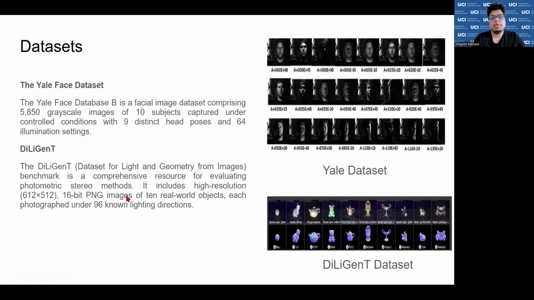So now let's talk about the dataset I have been using. I'm using two different datasets. The first one is the Yale Face dataset, which has more than 5,000 images of 10 different objects or faces under 64 different illumination settings. The second one is the DiLiGenT dataset, which has 10 different object images under 96 different light conditions.